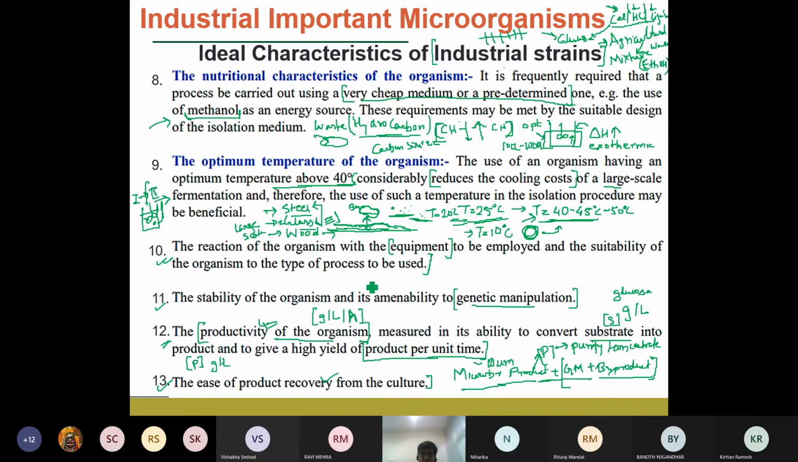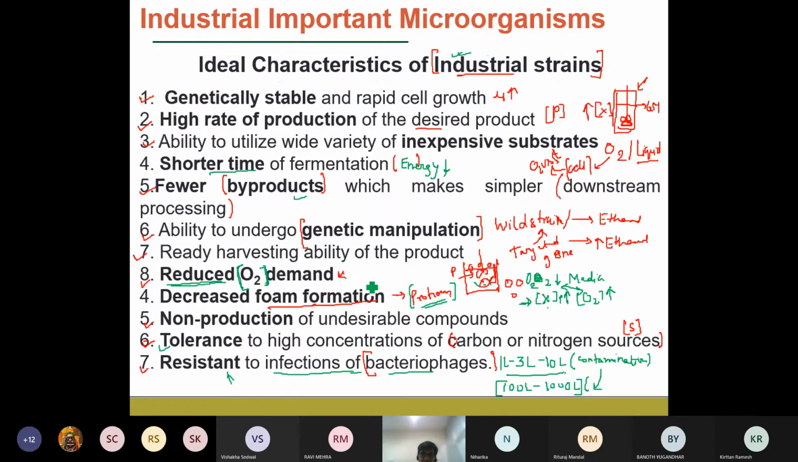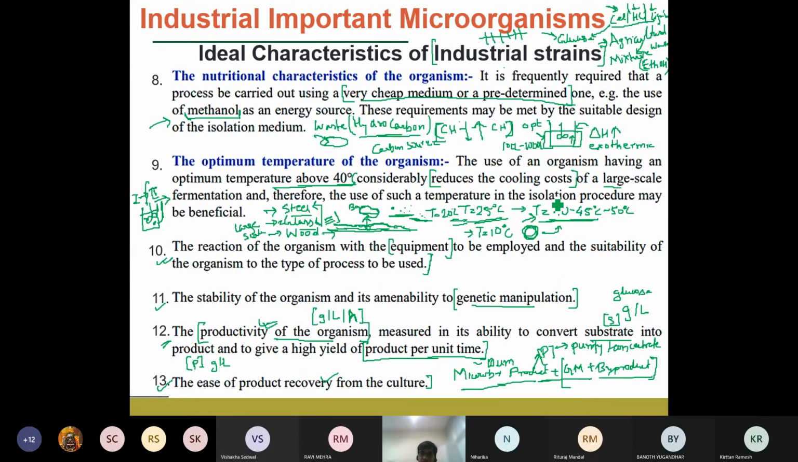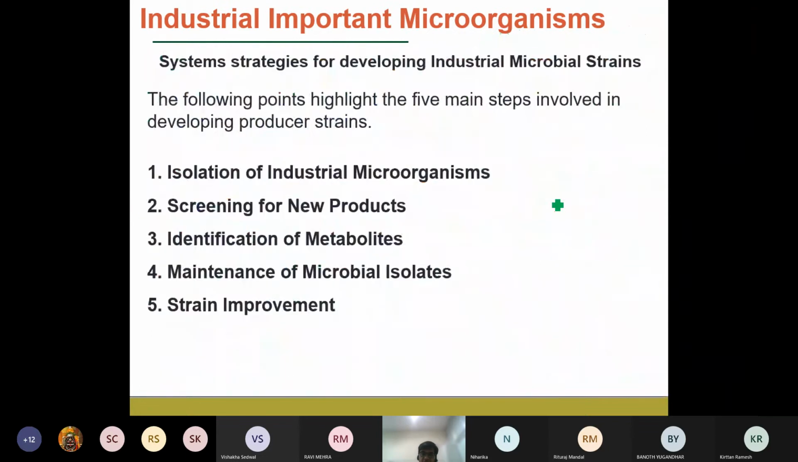First of all, before we go into those individual steps, it is very important to know what type of characteristics you would like to introduce into the microbes, which are going to be part of the industrial strain. For developing this type of industrial strain, there are generally five main steps involved. So what are those five main steps?